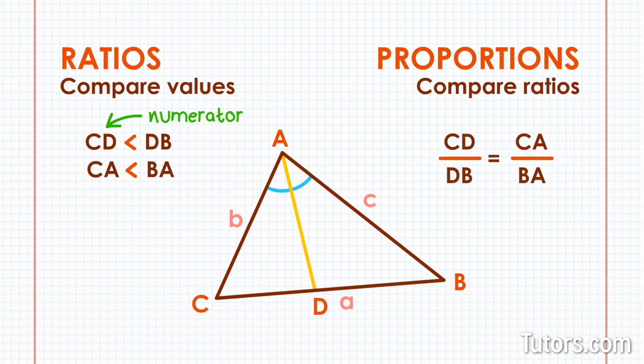Compare line segments of the side divided by the angle bisector to the remaining sides. CD to CA equals DB to BA. The relationship of the two sides of the new smaller triangle CDA is the same relationship as the two sides of the new smaller triangle DBA. They are in the same proportions.